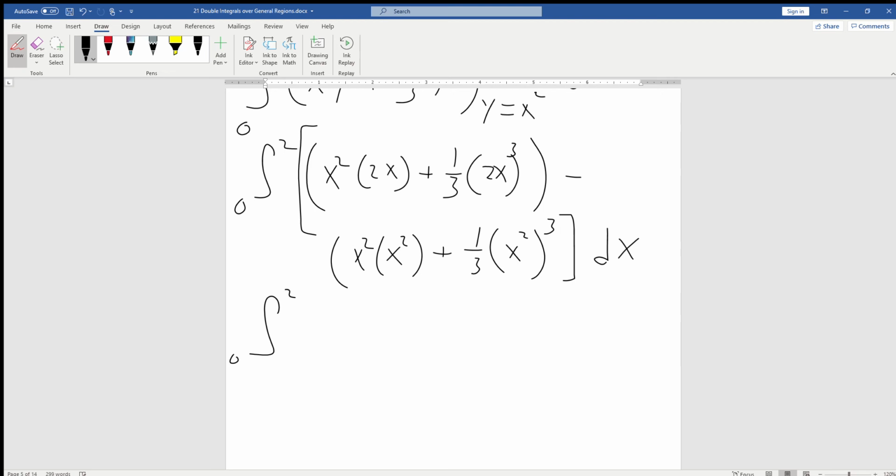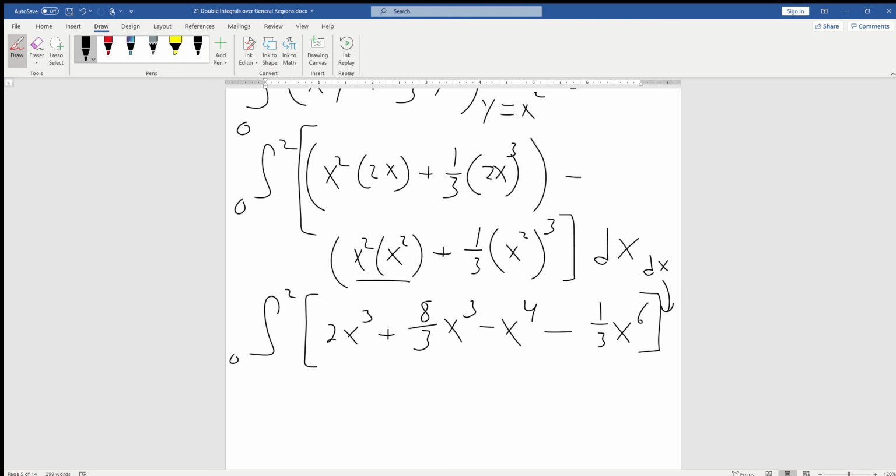All right, so 0 to 2, still our bounds. x squared times 2x is going to be 2x cubed. We have 2 cubed, which is going to give us 8/3 x cubed. We have a negative sign, so that's going to be minus x to the 4th from x squared squared. So notice we have a minus sign, x squared squared. Minus is going to carry over. x squared cubed is going to be x to the 6th. Remember, you multiply. So 1/3 x to the 6th. Right. We still have a sneaky dx in there. I just ran out of room. So we have dx there.